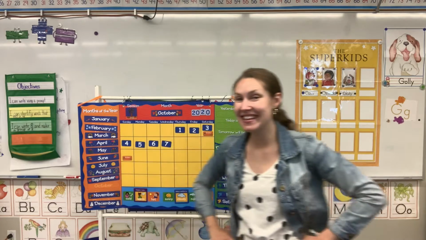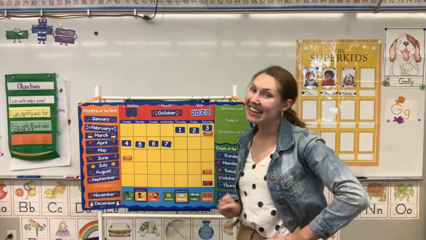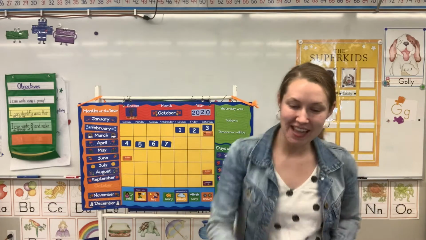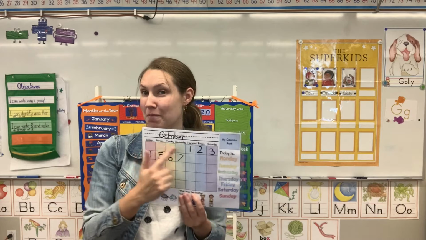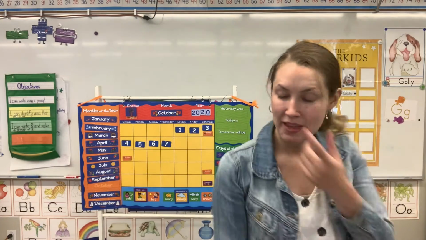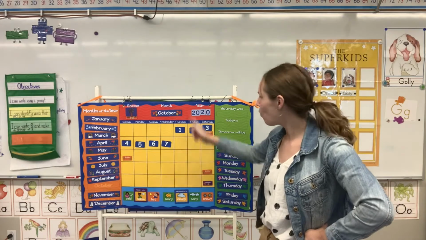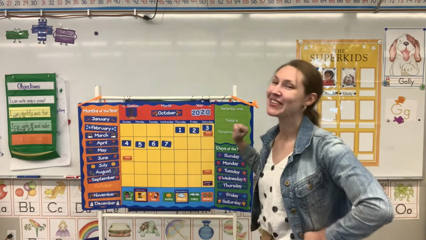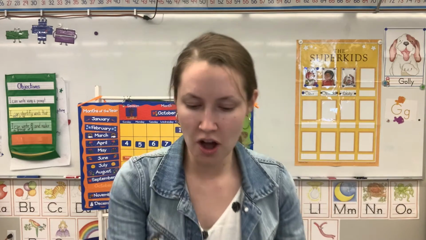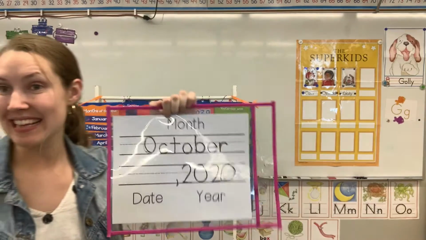All right, what did we hear? What month is it? It's October. Very good. We have October written at the top of our calendar mat from the beginning of the week. And let's talk about the year, so we're ready to write our date. What is the year again? 2020. Very good. Okay, let's get our date sheet out and add in today's date.